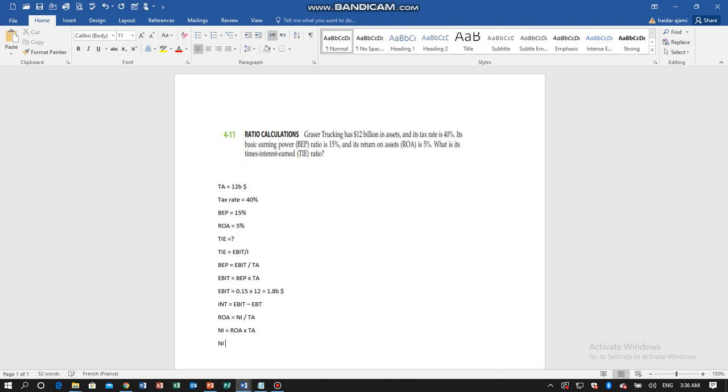So the net income is equal to 5% times the total assets, 12. So the net income is $0.6 billion.